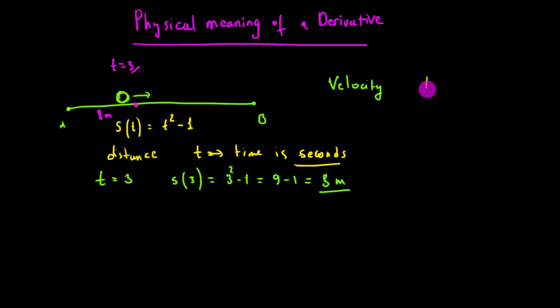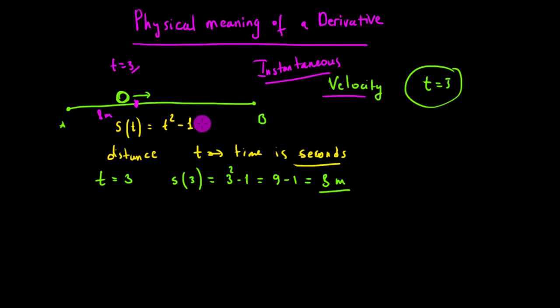Now our task is to find the velocity of the object when the time is also 3. How do we find the velocity of the object when it is here? This type of velocity we call instantaneous velocity. This is the velocity at only one point. To find this one, we're going to use the derivative. To find the velocity at t, v(t), you have to find the derivative of function s.